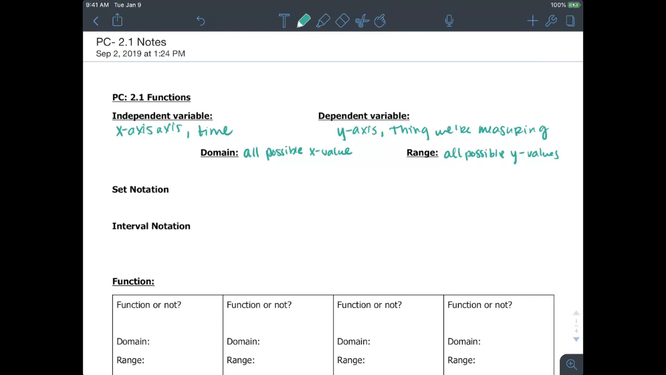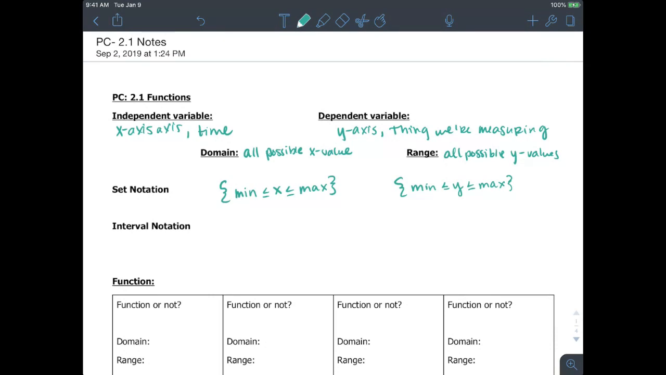There are two different ways to write the domain and the range. One is set notation. It's usually written with a curly bracket, and you write the minimum x value is less than x and is less than the maximum x value. You can also have less than or equal to signs here. It's written the same with the y's, but instead of the x in the middle, we say the y, up to the max.